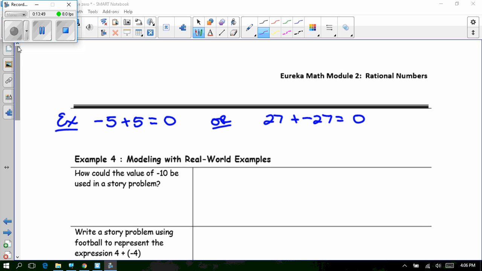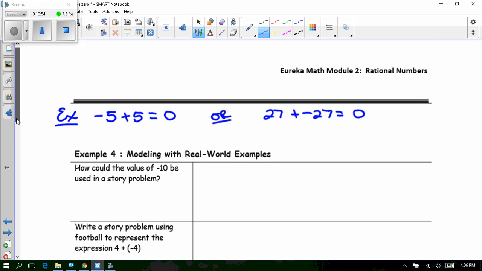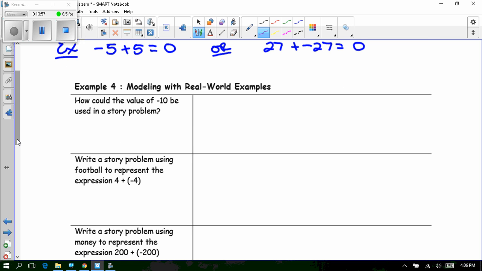Okay, so let's finish this up, right? Let's finish strong. Example 4, modeling with real world examples. Yeah, because when do we ever see these numbers in real life, right? How could -10 be used in a story problem? So we could say, like, on January 1st, right, New Year's Day, the temperature was -10 degrees, right? There it is in a story problem. And then we could do something to it. But that's how we could use it.